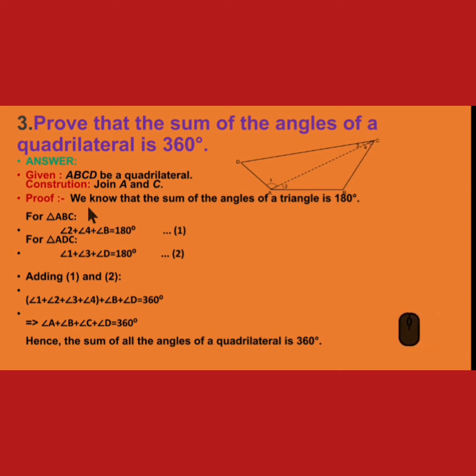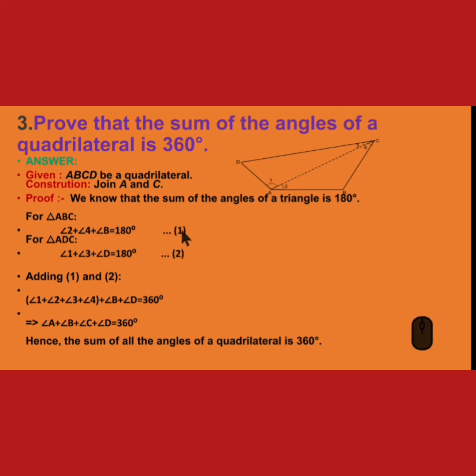Now we use the angle sum property of a triangle. The angle sum property of a triangle is that the sum of the angles of a triangle is 180 degrees. So we take the first triangle ABC. In this triangle ABC, angle 2 plus angle 4 plus angle B is 180 degrees. Next we take the triangle ADC. In this ADC, angle 1 plus angle 3 plus angle D is 180 degrees.